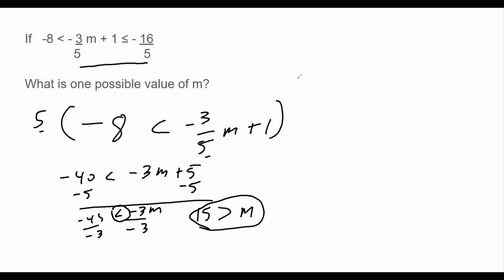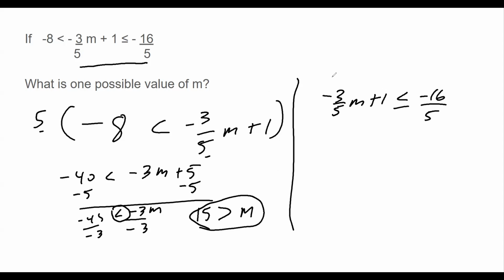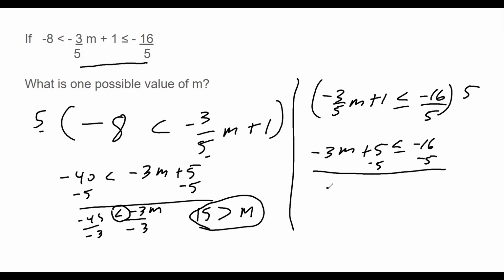Now the right side. I'm going to just split my paper up here. Negative 3/5 m plus 1 less than or equal to negative 16 over 5. All right, once again, I'm going to multiply everything through by 5, so I get rid of that fraction. The 5's cancel here, so I'm left with negative 3m plus 5 times 1 is 5. The 5's cancel here, so it's less than or equal to negative 16. Now I'm going to subtract 5 from both sides: negative 3m less than or equal to negative 21.